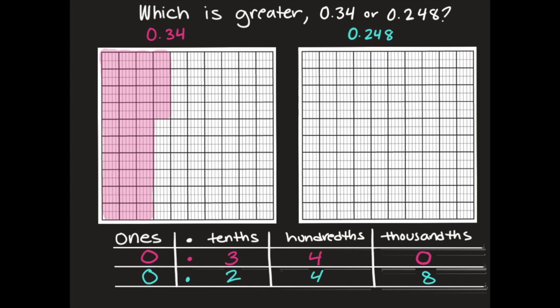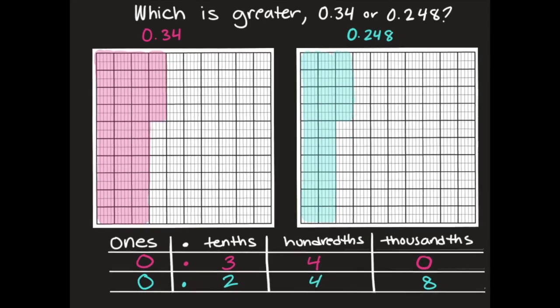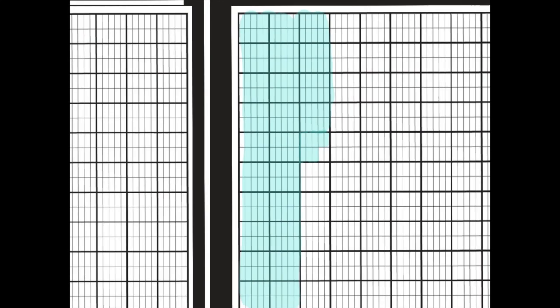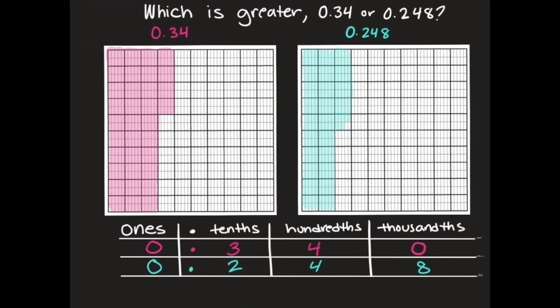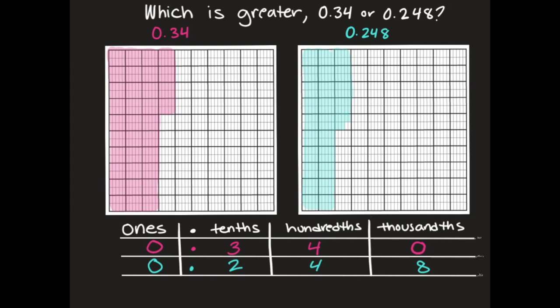When I come over here to my 248 thousandths, I have 2 tenths. So I'm going to shade in my 2 tenths. And then I have 4 hundredths, 1, 2, 3, 4. And I can zoom in here and shade in my 8 thousandths. So here's 5, 6, 7, and 8. And so again, we can use our grids to look at them as a picture to see which decimal is going to be greater.